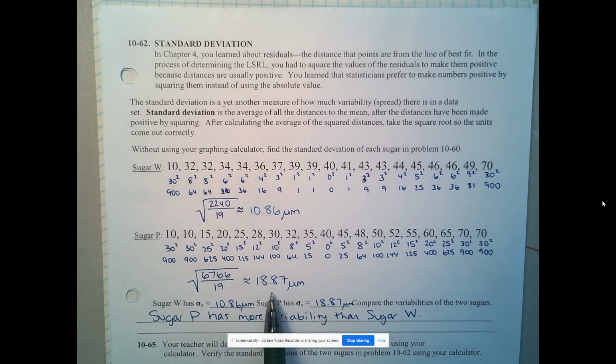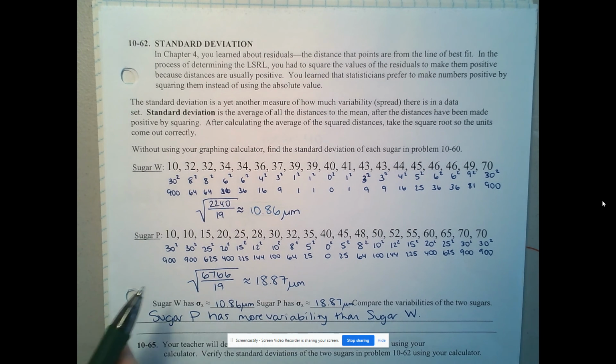And the second one, when I did the same process, the mean was 40. Each number, how far away is it from the mean? Square it, add that set of numbers up. That's the 6,766. Divide by 19 because there's 19 numbers in the set. And then we square root to counter the fact that we squared them to make them positive. That one is 18.87 micrometers standard deviation. So we're getting the same results. Sugar P is less reliable, or we can say it has more variability.